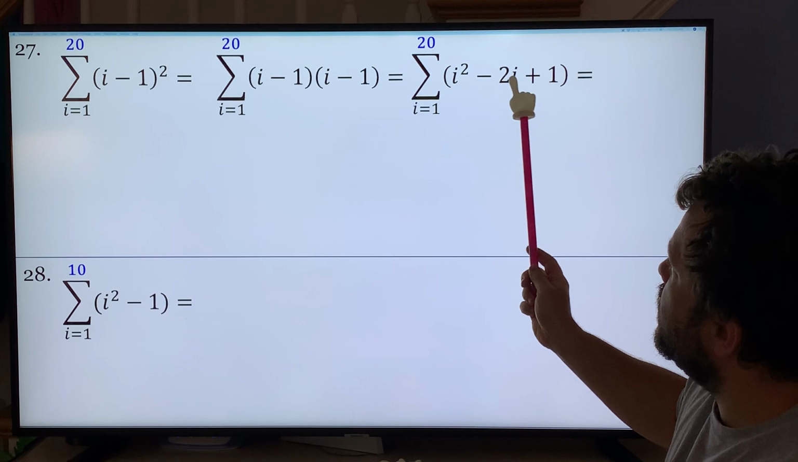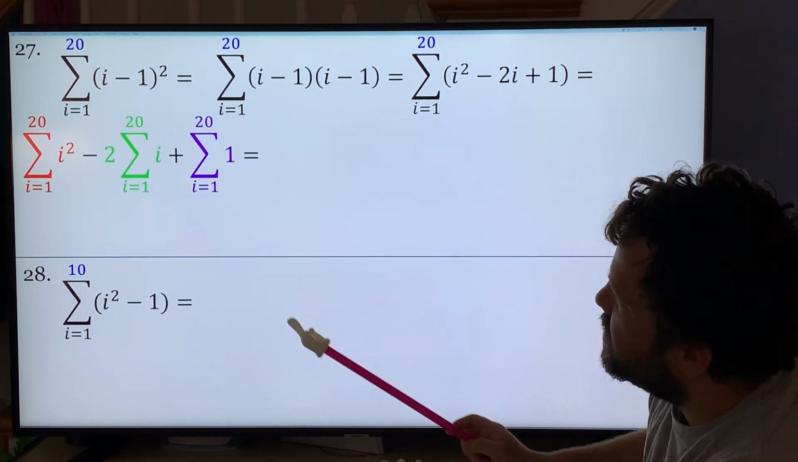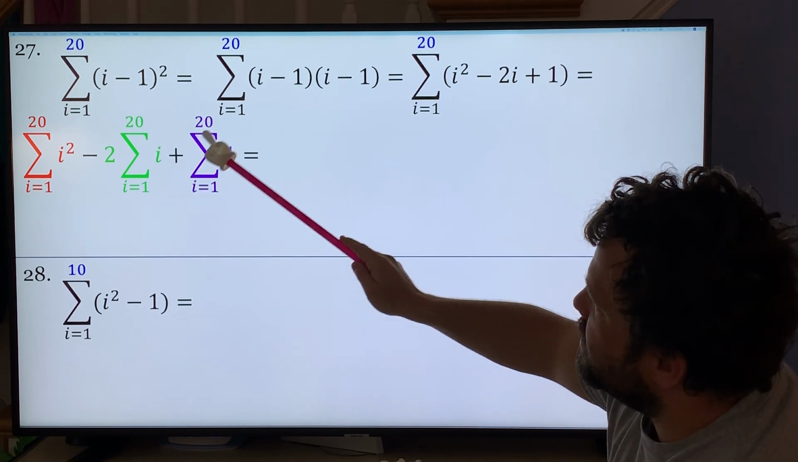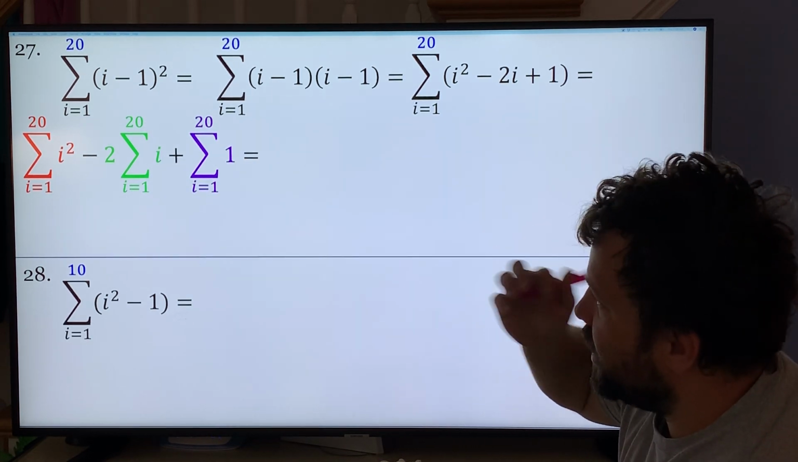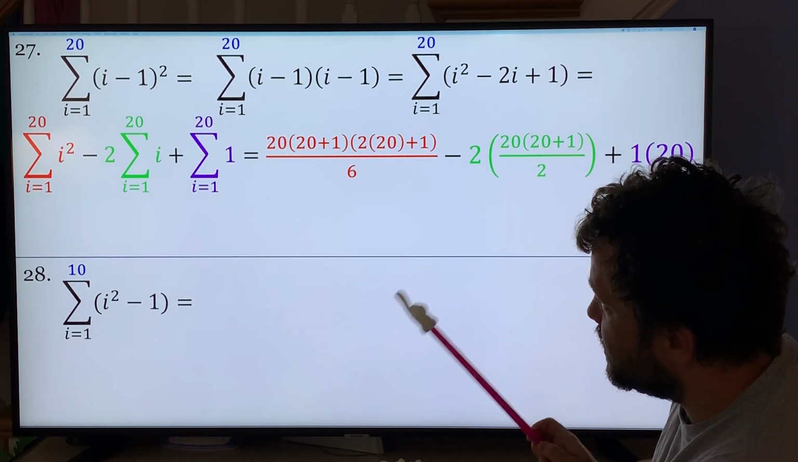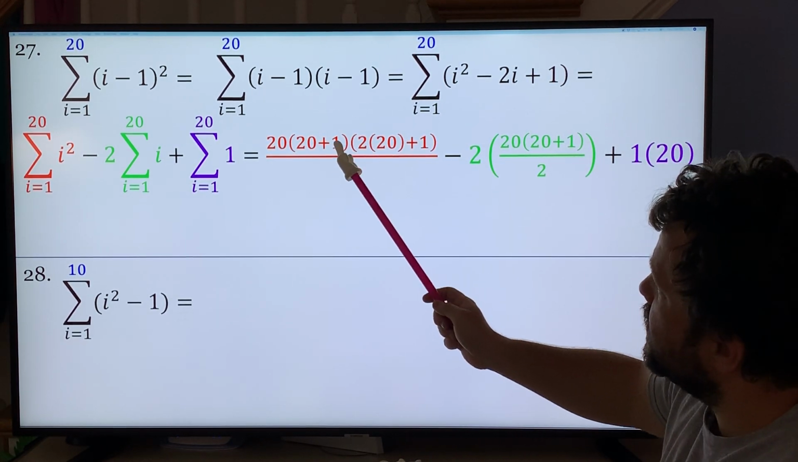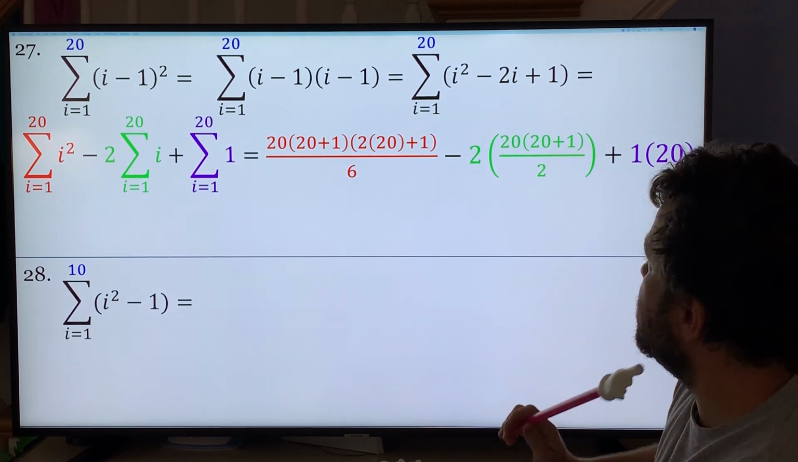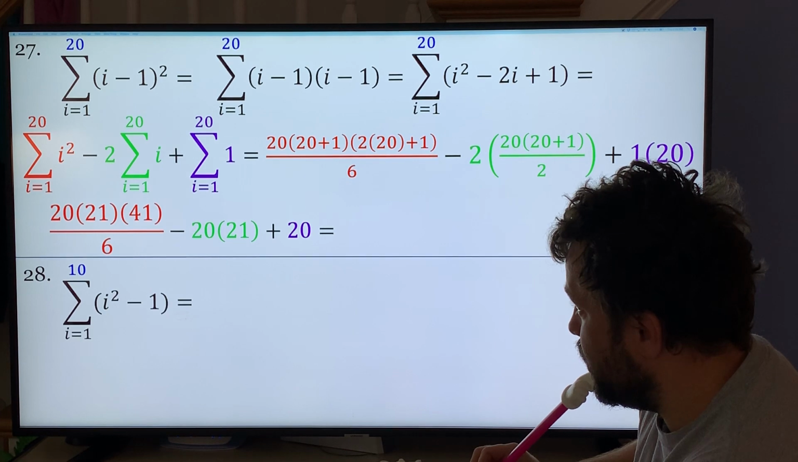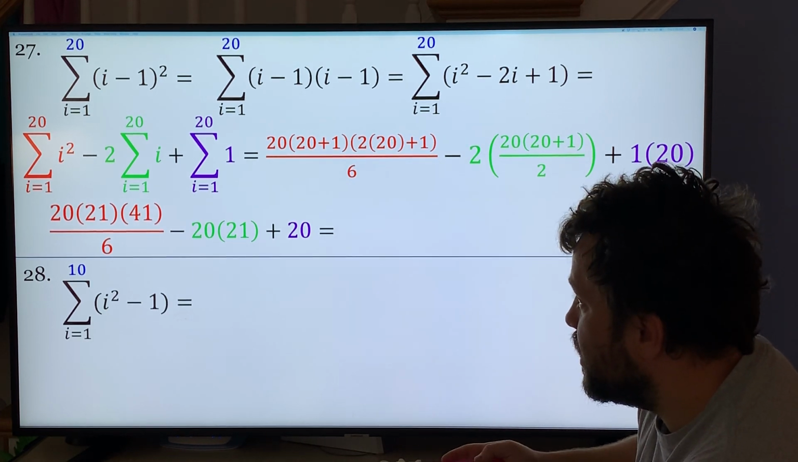So I'm going to sum 1, 2, 3. I have 3 sums here. Summation of I squared minus, pull the 2 forward, 2 summation of I plus summation of 1. And that's all upper limit boundaries of 20. First formula we're going to use is the I squared formula. Then we're going to use the I formula. Then we're going to use the C formula. We plug them into the equation. 20 times 21 times 41 divided by 6. 20 times 1 plus 20.